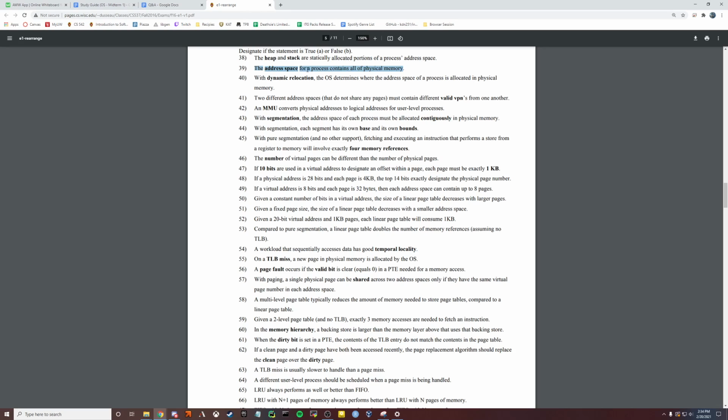I think so, yeah. Okay, so 39 false. 40, with dynamic relocation, the OS determines where the address space of a process is allocated in physical memory. I think that's true.